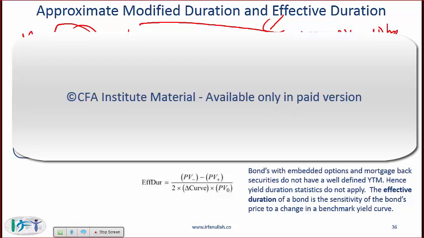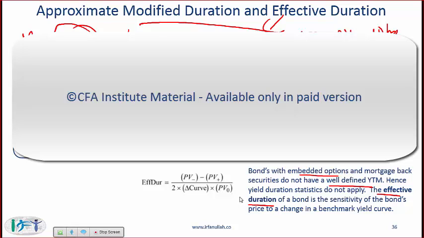When we talk about yield, we are talking about the yield of that particular bond. When you are dealing with bonds which have embedded options, so callable bonds, putable bonds, or mortgage-backed securities, which you will study in detail at level 2, these do not have well-defined yield to maturities. Hence, the yield duration measures, all these 3, the MAMs, do not apply. We need to use something called the effective duration.